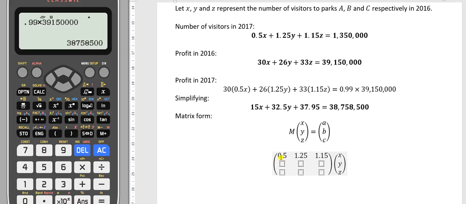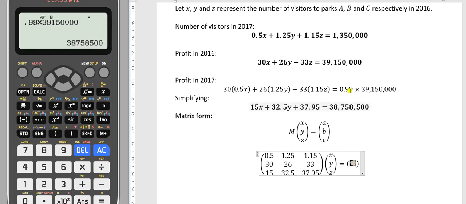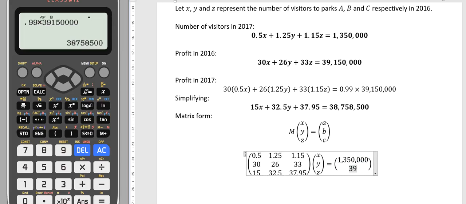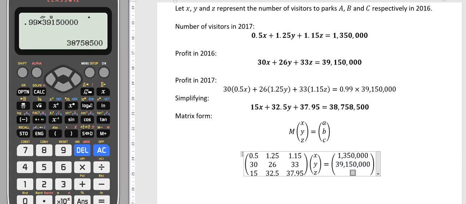Remember, when we multiply a matrix, the first row gets multiplied term by term by the first column of what we're multiplying it by, and then we add the results together. So the second equation is 30, 26, 33. And the next one is 15, 32.5, and 37.95. We need to remember the results are basically the right-hand sides of those same equations. So 1,350,000, 39,150,000, 38,758,500. This is our matrix equation.